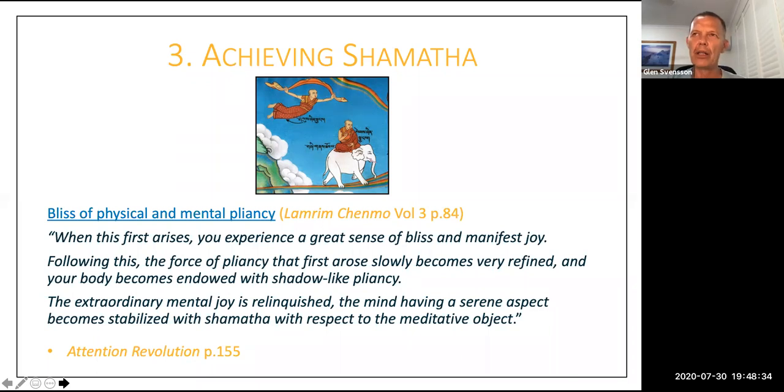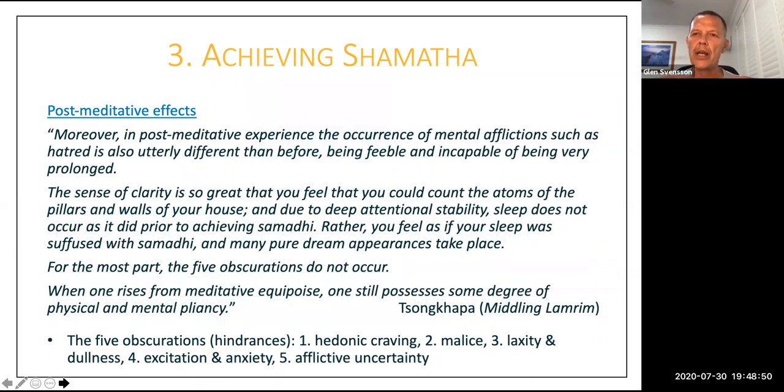But then you may say, well, okay, so we've achieved shamatha, now what? Of course, this is within meditation. So you may ask, well, what happens when I come out of this meditation? So also here, what is a side effect or residual effect or trait effect of achieving shamatha? Here we can quote from Tsongkhapa again, but from his middling Lamrim. The Lamrim Chenmo was his great Lamrim, his extensive one. In his middling Lamrim, he says the following: moreover, in post-meditative experience, the occurrence of mental afflictions such as hatred is also utterly different than before, being feeble and incapable of being very prolonged.